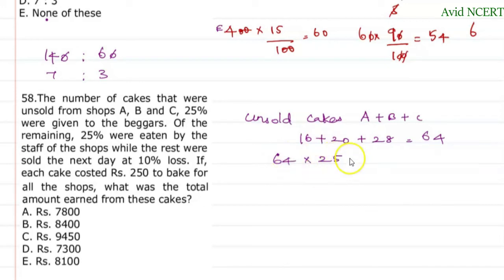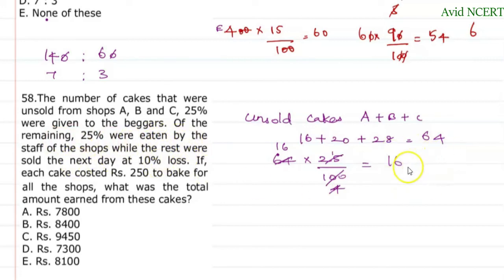25% is given to beggars, which is 25% is equals 25 by 100. So simplifying this, you can simplify any method, which is 25 1 times is 25, 25 4 times is 100, and 4 16 times is 64. 16 times 1 is 16. So 16 cakes were given to beggars. Of the remaining, 25% were eaten by staff of the shops.